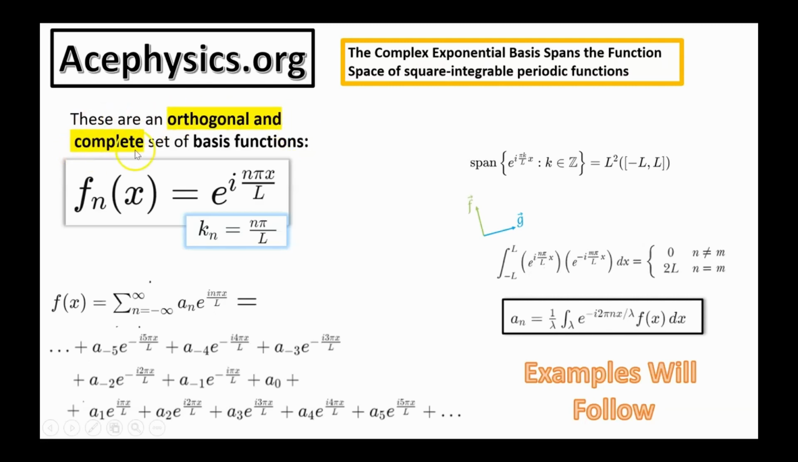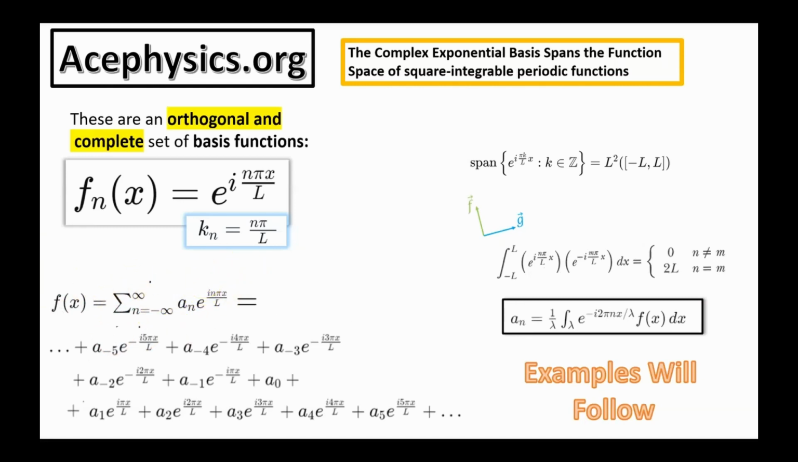These are an orthogonal and complete set of basis functions. The basis functions are these complex exponentials. It's e to the i n pi x over L. n is an integer that can take on any integer value from negative infinity to plus infinity. x is a variable. Notice that these basis functions have an L in the exponent, and the value you use for L determines the x domain. Any function f of x can be written as this weighted sum of complex exponentials.